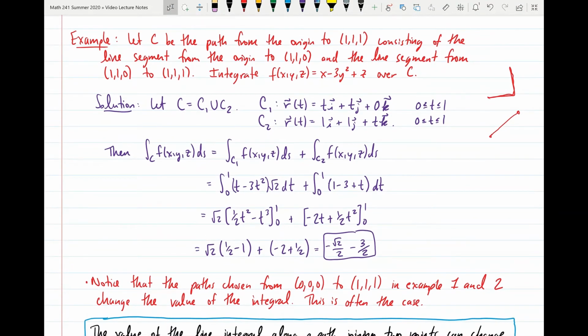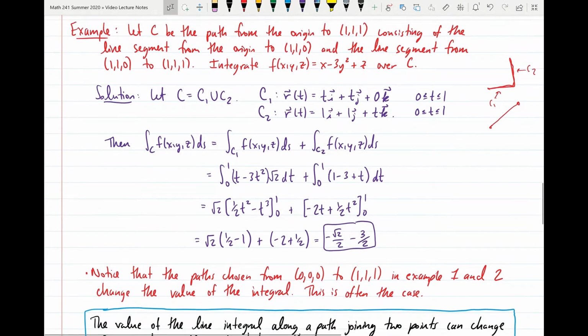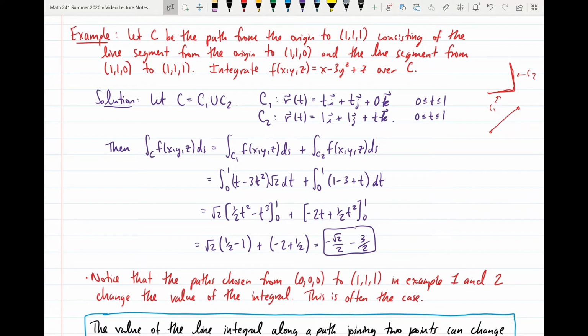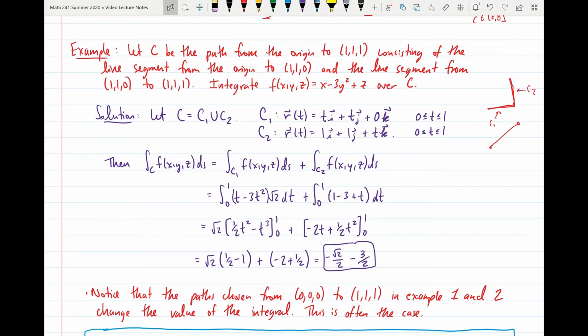So our curve here, C, is going to equal the first curve union with the second curve. So this would be C1 and this would be C2, and the curve C is going to be both of those together. So C1 we can parameterize as r of t equals t times i plus t times j plus 0 times k, where t is going from 0 to 1. And the second curve we can parameterize as r of t equals 1i plus 1j plus tk, where t is going from 0 to 1.